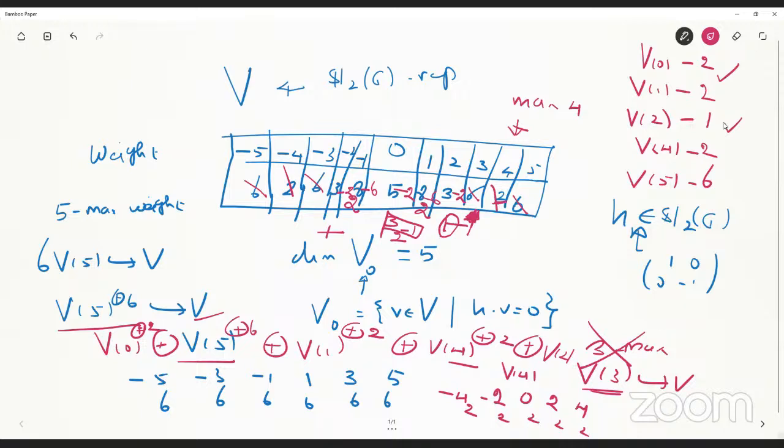Here we have only 6, but there is already 6 coming from V5. So if you subtract, there won't be anything left. So it will be only 0. Because it is just 0, we can't have a V3 copy, a V of 3 copy, inside our SL2 representation capital V. So V3 does not appear in our decomposition, sir.